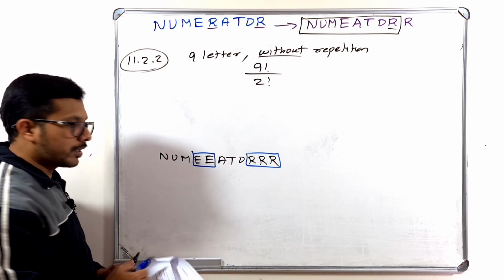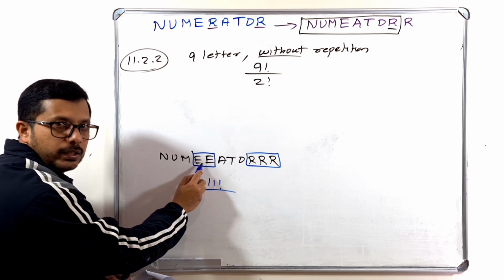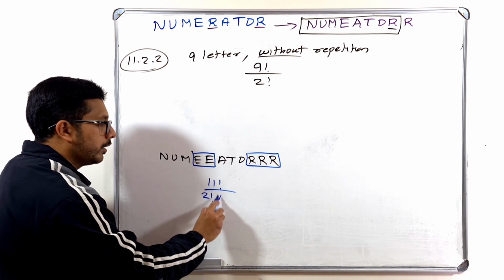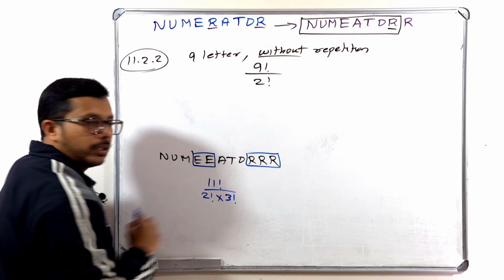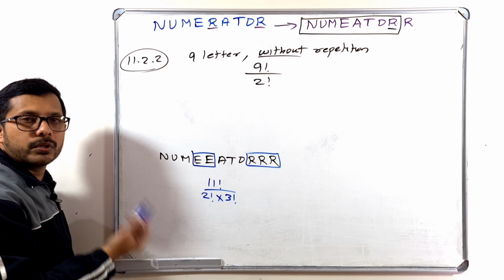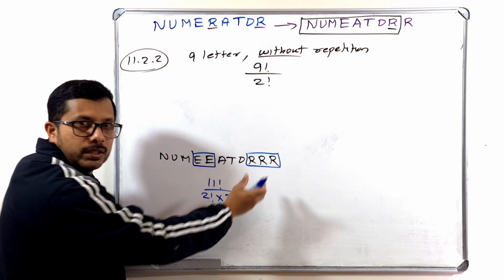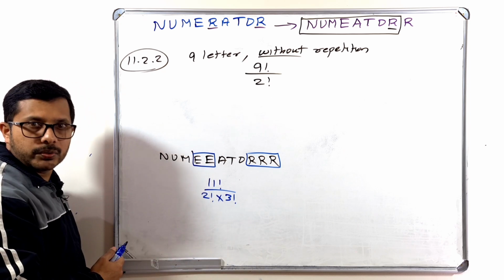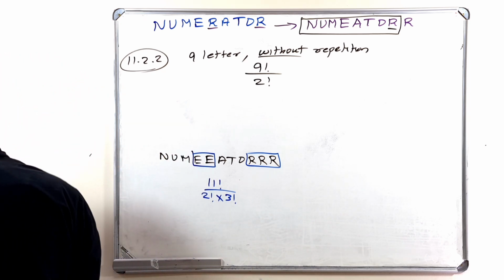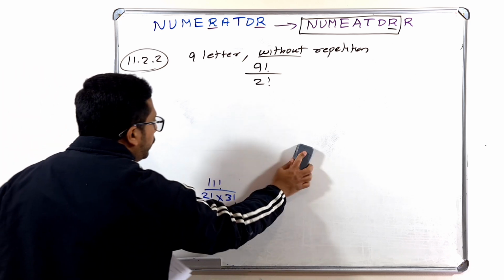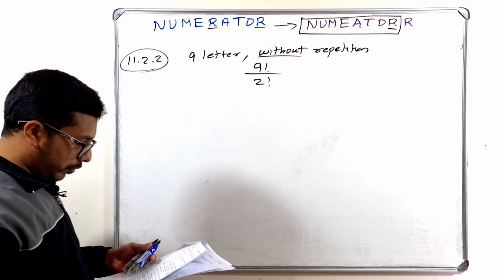So 11 letters without repetition. What is the answer? 11 factorial divided by, how many E's are there? 2. So it is 2 factorial, times, how many R's are there? 3. So it is times 3 factorial. Without repetition, since there are 2 E's it is 2 factorial, and since there are 3 R's it is times 3 factorial. Now that is the condition without repetition. Now we can come back to our question.